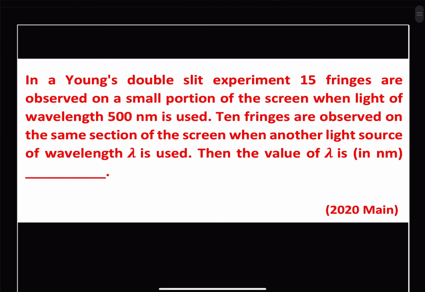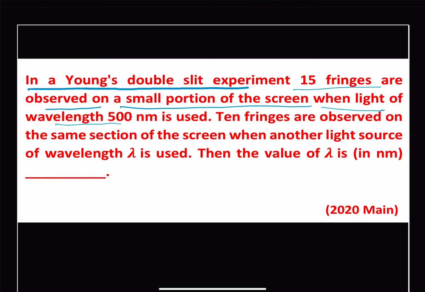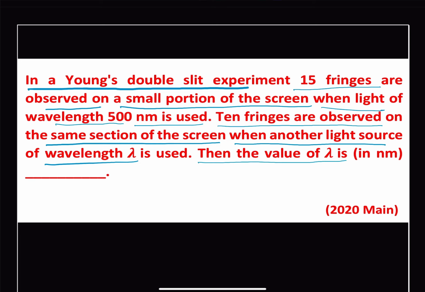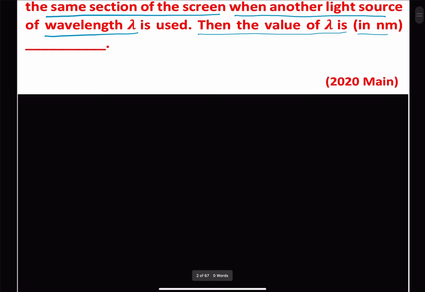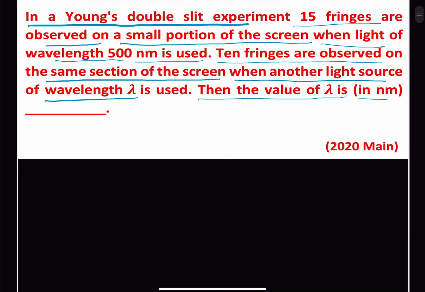it states that in a Young's double slit experiment, 15 fringes are observed on a small portion of screen when light of wavelength 500 nanometer is used. 10 fringes are observed on the same section of the screen when another light source of wavelength lambda is used. Then the value of lambda is in nanometer. So we are given, so we can just draw an approximate figure.